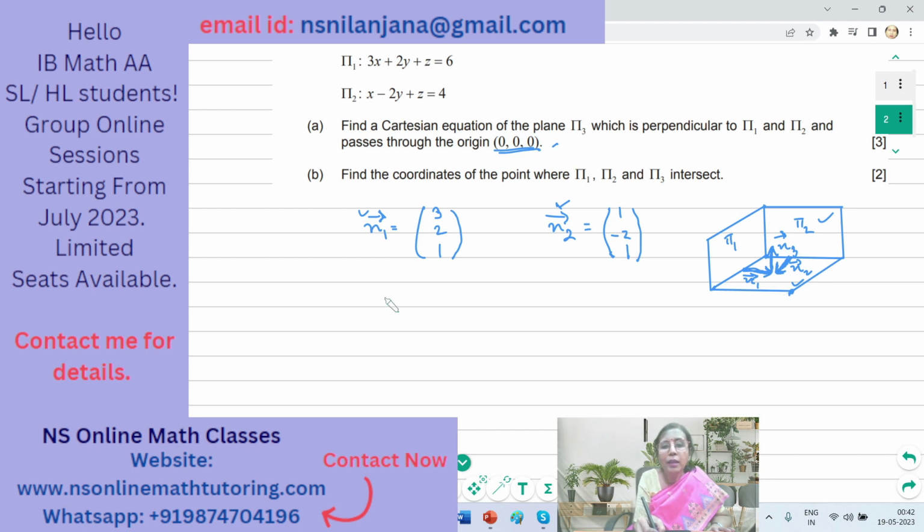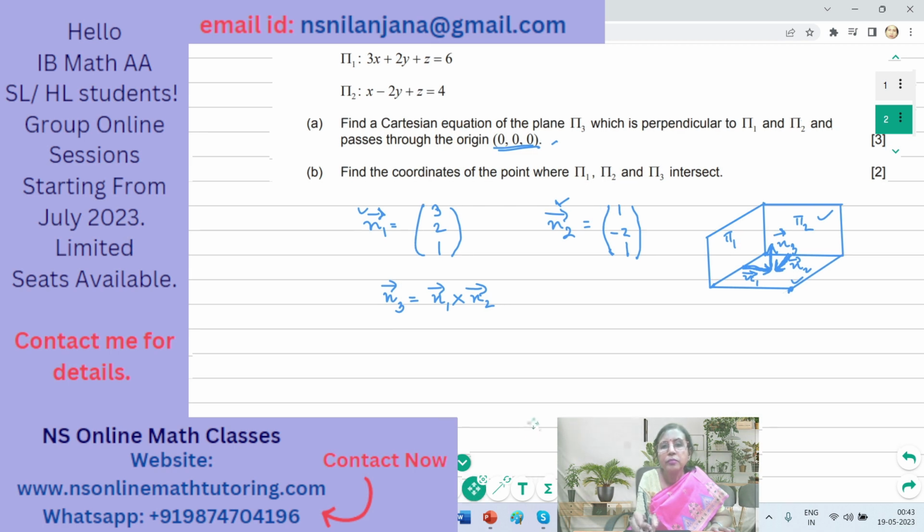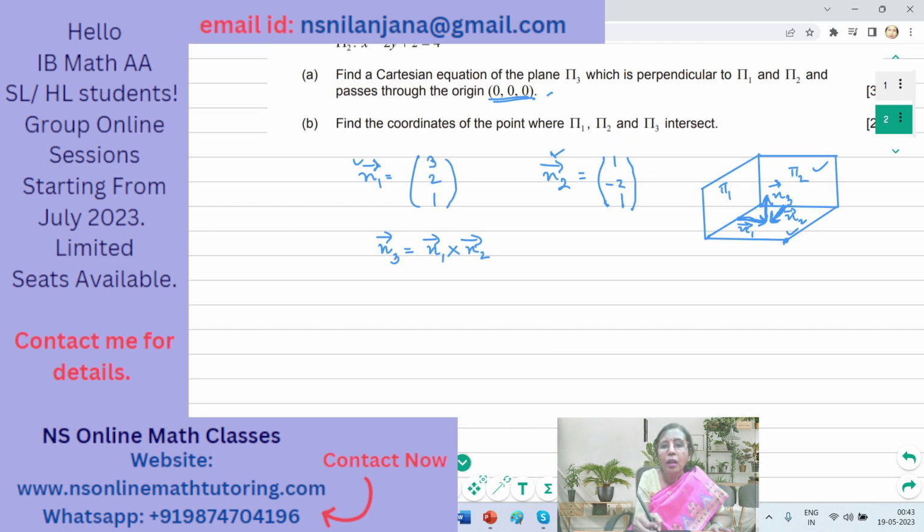So n3 will be equal to n1 cross n2. And we need to do the vector product. You can use your formula booklet. I'm doing it over here. So this will be i, j, k.